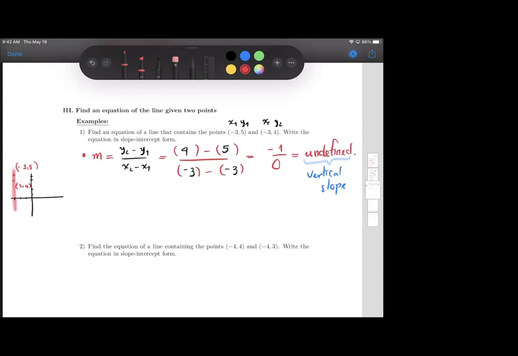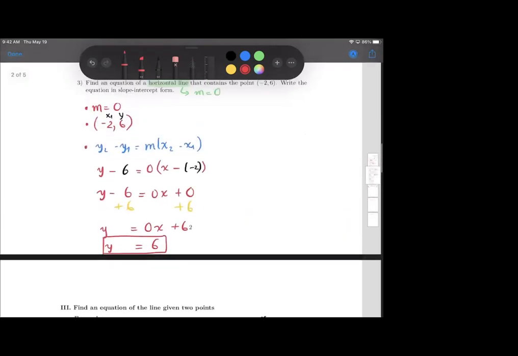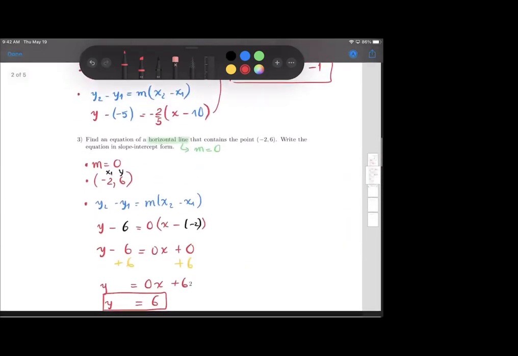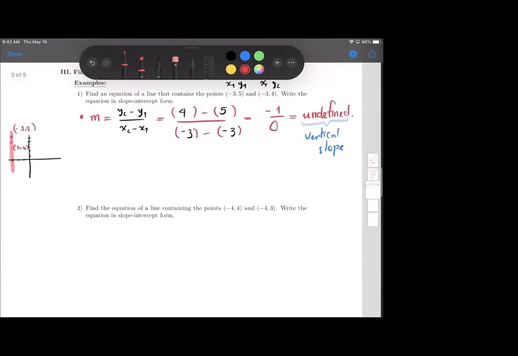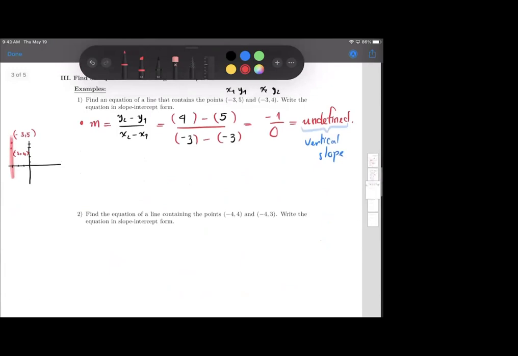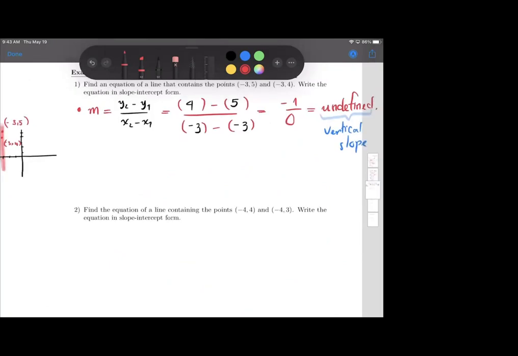Good. Now back here. The previous problem is the horizontal line. So if it's a horizontal line, we know the final equation is going to be y equals something. Here I have a vertical line, so the final equation will be x equals something. In this case, it goes through -3, so x has to equal -3.